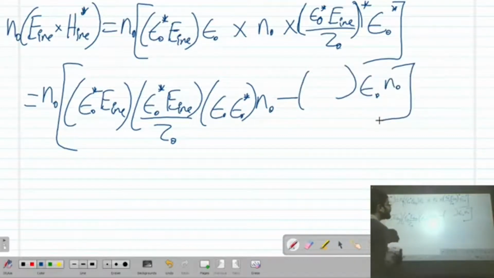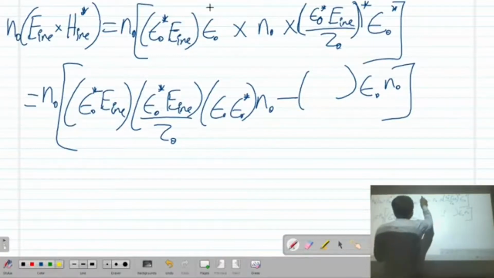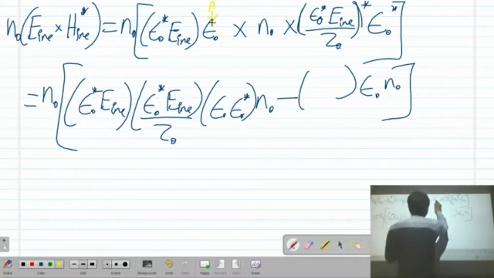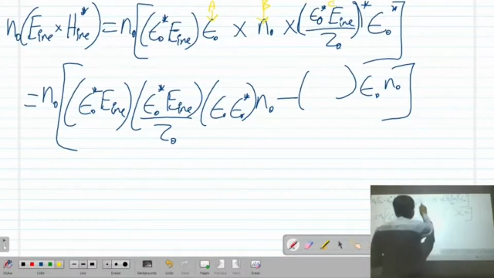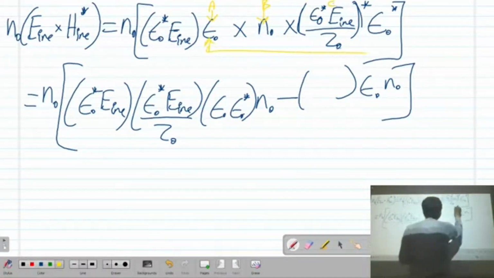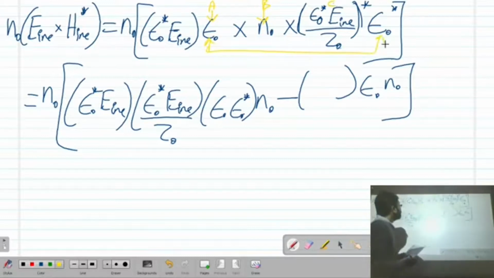Now from where has this come? From where has this come? Let us understand. Let us take this part as A, okay, this part as B, and this part as C. Okay, so this is going to multiply with this term. Okay, this is going to multiply with the first term.